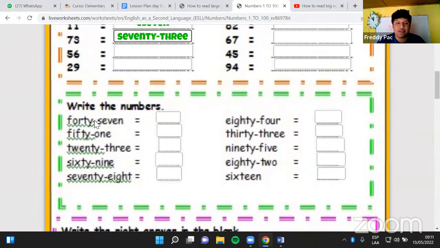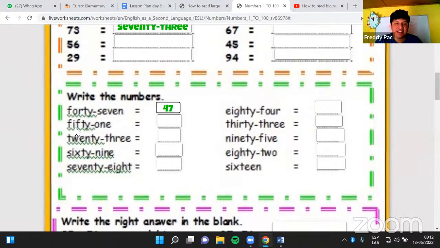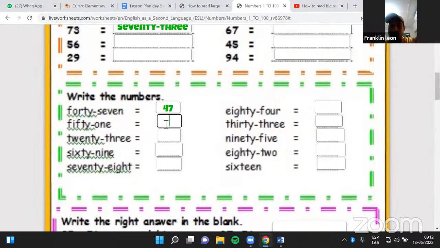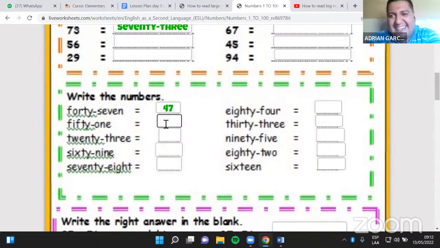So right now you have the spelling, and what you have to do is to write the number in digits, yes? So for example, 47. And if you see, it has a hyphen, yes? Remember the hyphen. For example, in this case, it says 51. 5-1. No Spanish, no Spanish. Okay. Come on, Franklin. 5-1. 51. I'm sorry.